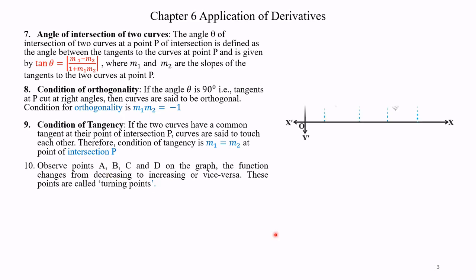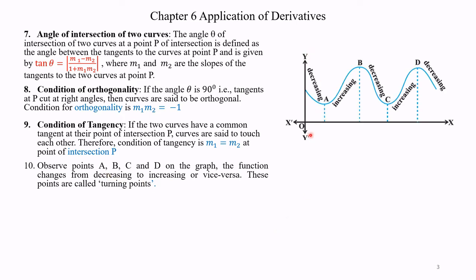Observe points in the curve in the shown figure. Please see the figure here. The curve is increasing and decreasing, similar to a sine wave. Here it is decreasing, then it is increasing, and it turns at point B. It changes its course from increasing to decreasing. Then at the point C, it changes its course from decreasing to increasing. Similarly, at point D, it changes its direction from increasing to decreasing. So, observe points A, B, C and D on the graph.